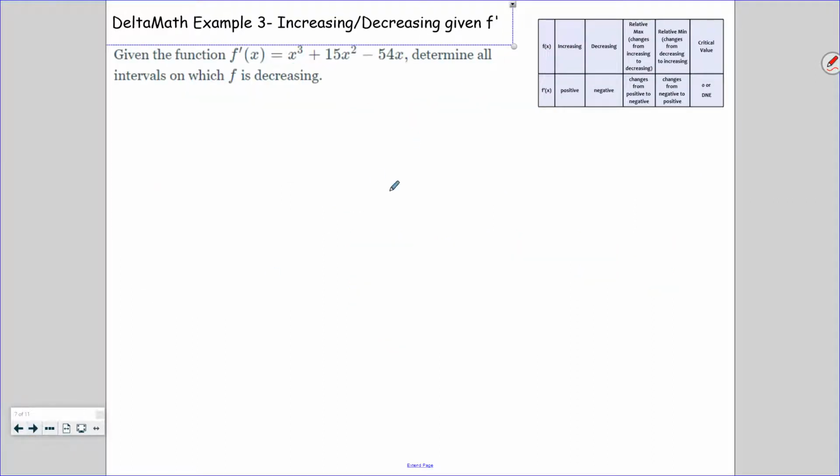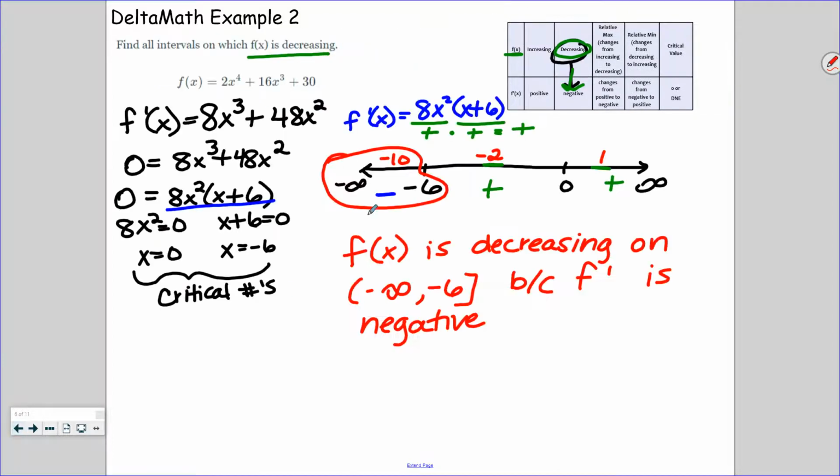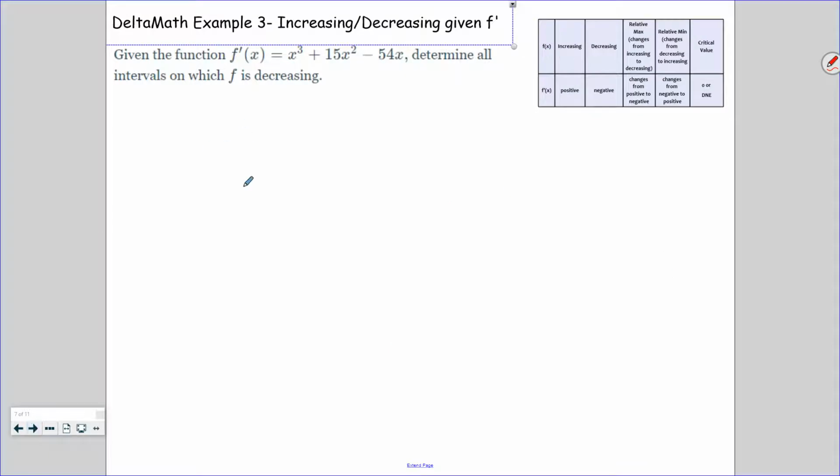So then sometimes they'll give you, in this last example, example 2, you were given f and you had to determine where f is decreasing. Sometimes they'll give you an equation for f prime, but then they ask you when f is decreasing. So just be careful, read each question carefully, and always refer back to your chart because it helps you stay grounded. So this time I'm looking for where is f decreasing.